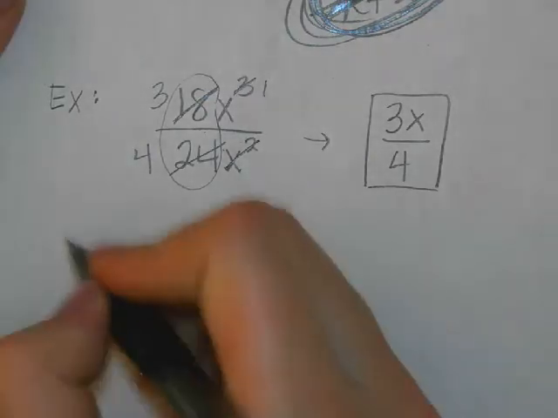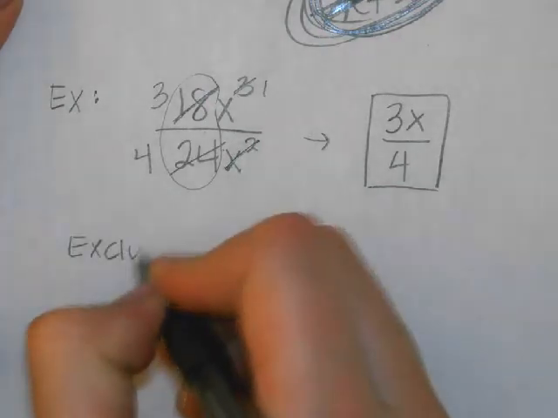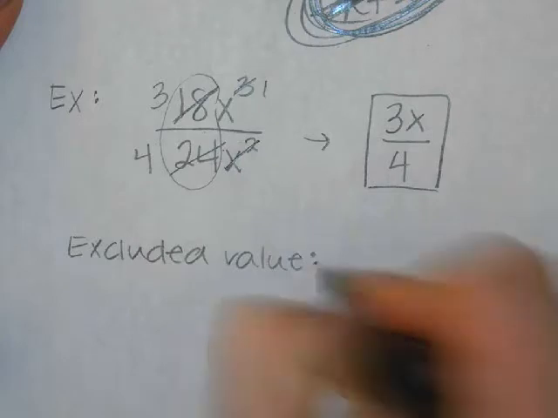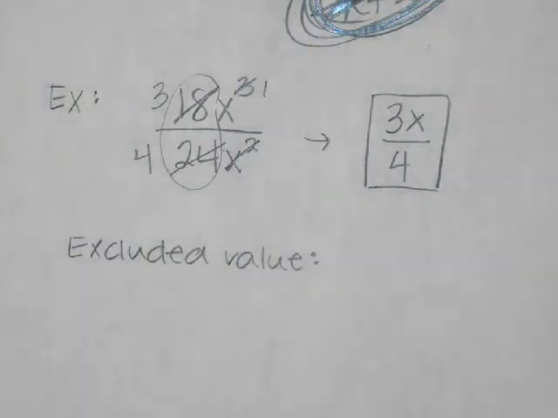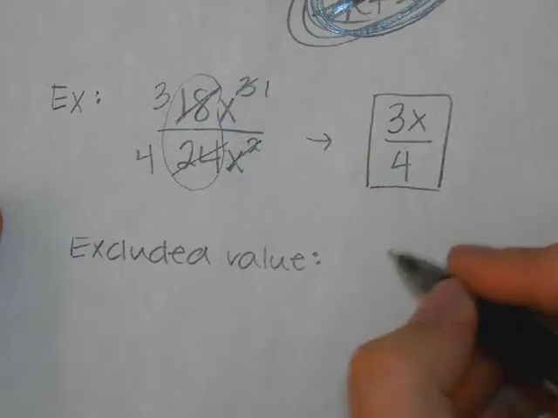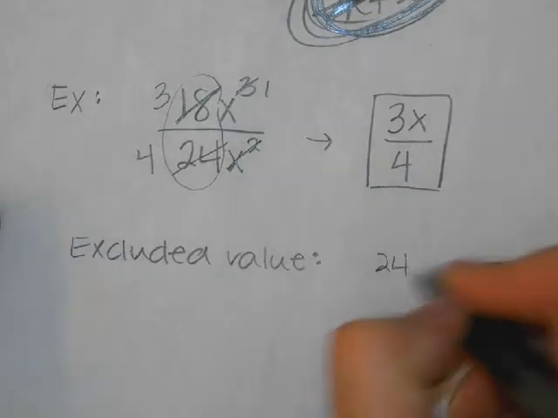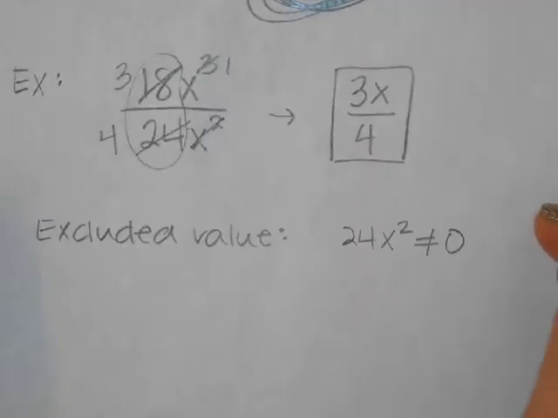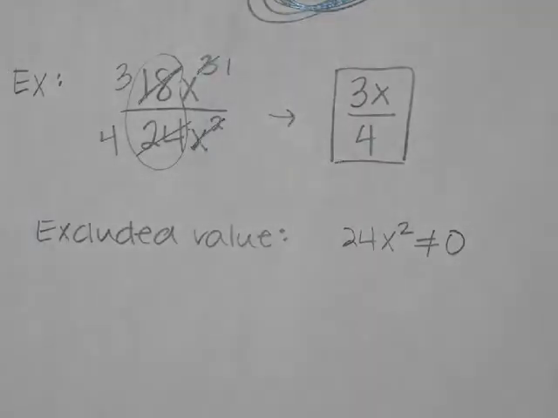All right. How about the excluded value? How do we find the excluded value? You go back to the problem before we canceled things out, and we take the bottom, and we say that the bottom cannot equal 0. So 24x squared cannot equal 0. How do I solve that for x?